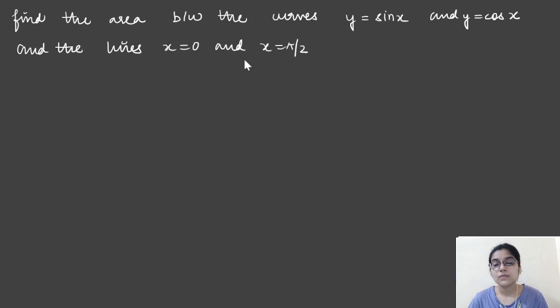Okay, so you have to find out the area that is being bounded between y is equals to sin x and y is equals to cos x, and the two lines x is equals to 0 and x is equals to pi by 2. So what we will do, we will first try to draw the curves y is equals to sin x, y is equals to cos x, then these two lines, and then we will see what is our region whose area we have to find.